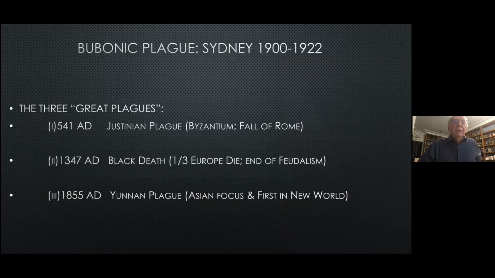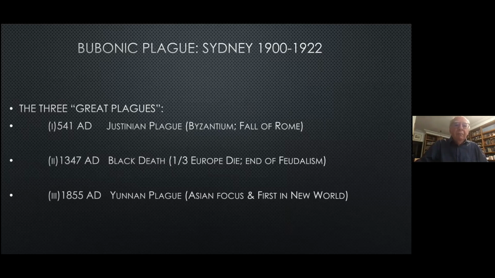Now, the second important epidemic was bubonic plague. There have been 3 great Black Deaths or bubonic plagues. The first was known as the Justinian plague, and the Justinian plague occurred in the Byzantium and was a key factor in the fall of Rome. It came up mainly through Egypt.